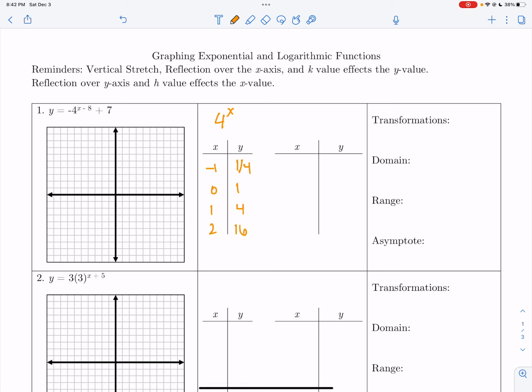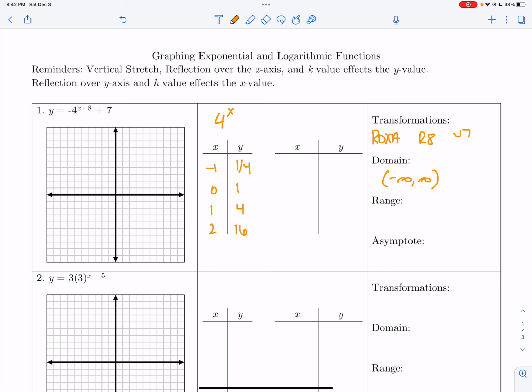You get the idea. And then if I were to look at my function, I know I have a reflection across the x-axis right here. I have right 8, and then I have 7 units going up. So reflection across the x-axis, right 8, up 7. Notice how this is an exponential function, so your domain will always be -infinity to +infinity.